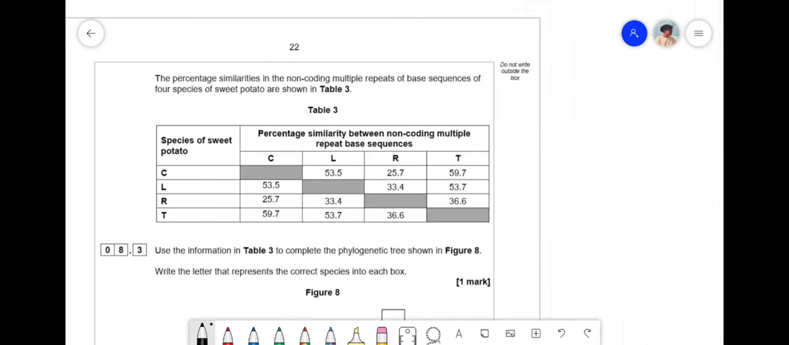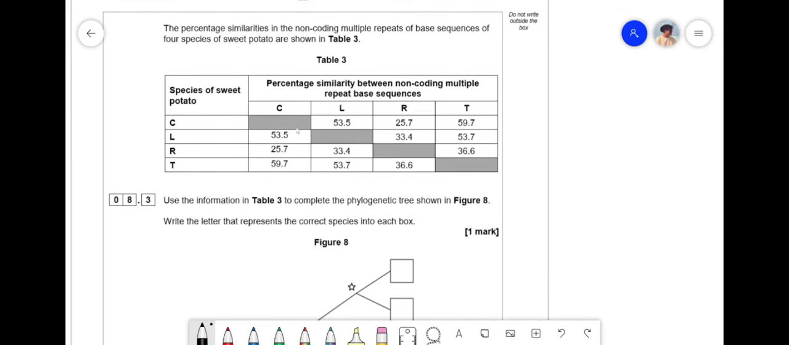So let's have a look here. The percentage similarities in the non-coding multiple repeats of base sequences of 4 species of sweet potato are shown in this table. What do we got here? Obviously C and C are not going to compare because they'd be 100% similar in theory. C and L, they're quite similar at 53%. C and R aren't as similar. C and T are pretty highly similar, and so on.